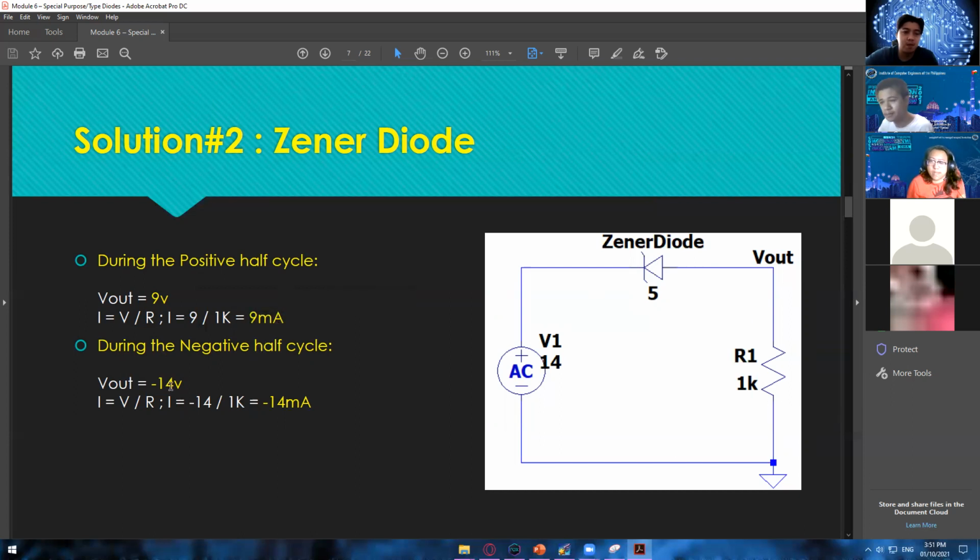And then during the negative half cycle, we have here negative 14 volts. So this rated voltage won't affect our voltage input during the forward bias. The only time that you need to deduct this one is during the reverse bias connection. Okay, so negative 14 volts output. Divide that by 1K, so you will get negative 14 milliamps as our current.